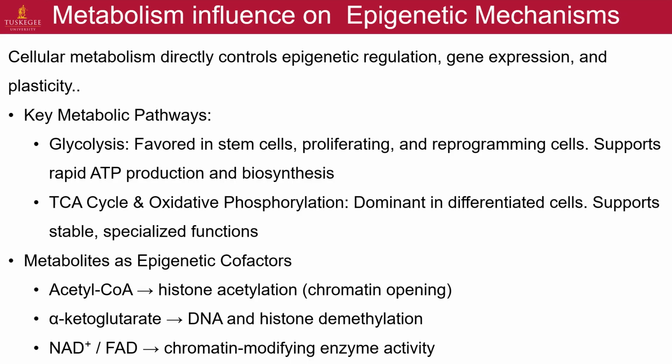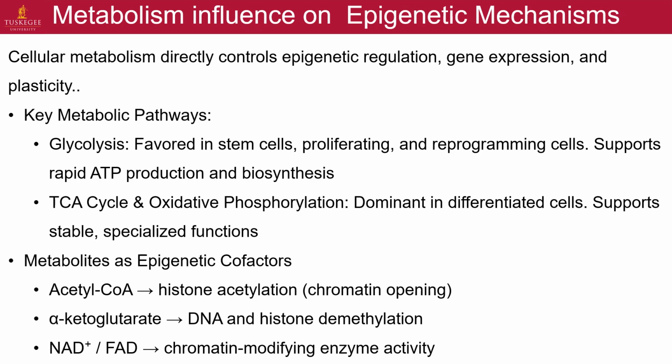Glycolysis, to begin with, most of the time happens in stem cells, that means cells that have not yet differentiated, and it helps in proliferating them, like in propagation and reprogramming of cells. This is due to the fact that the glycolysis process provides rapid ATP production and a biosynthesis stage that provides energy that is vital for the cell before it differentiates.